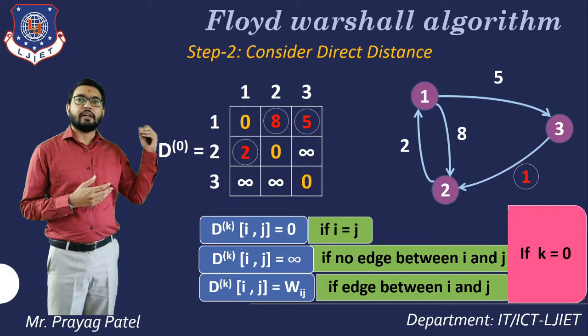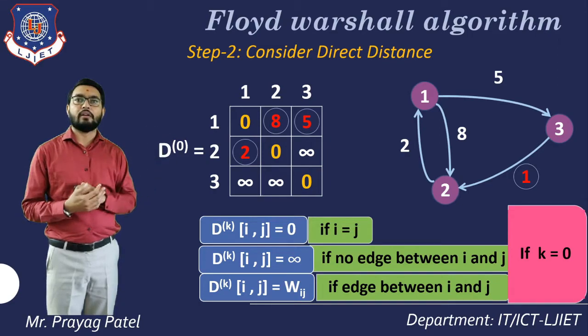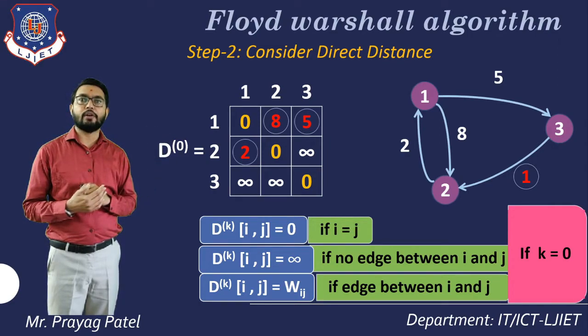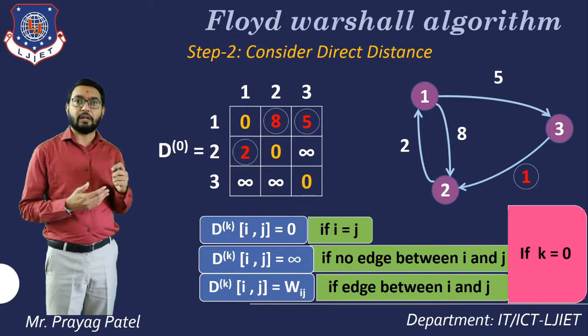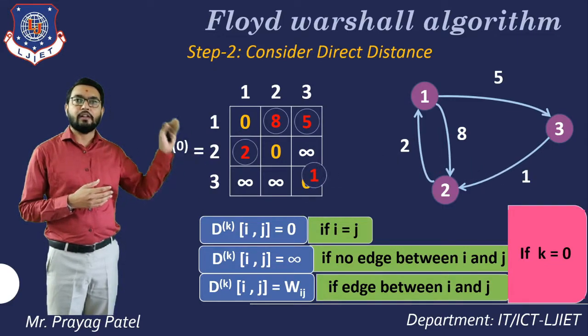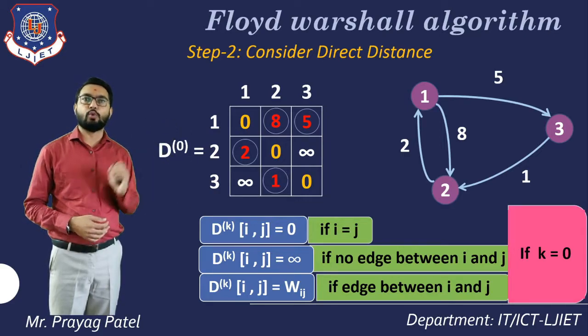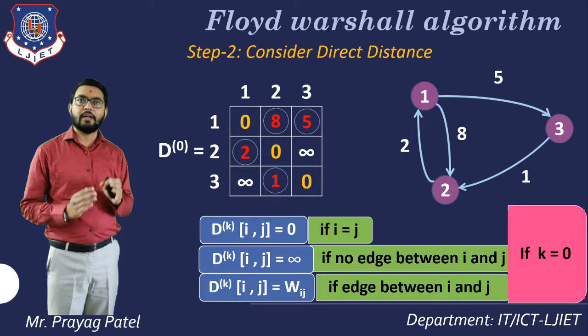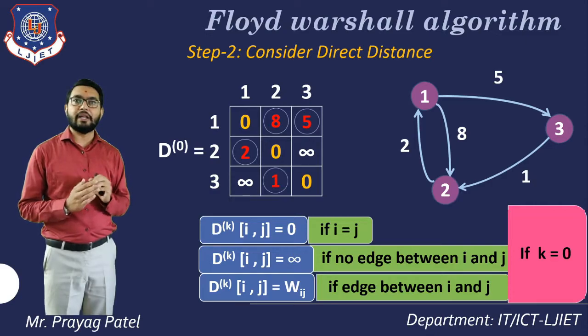Now consider the next path, 3 to 1. Is the 3 to 1 path available? No. Then the next path is 3 to 2. Is the 3 to 2 path available? Yes. Then consider distance equal to 1 from node number 3 to 2.